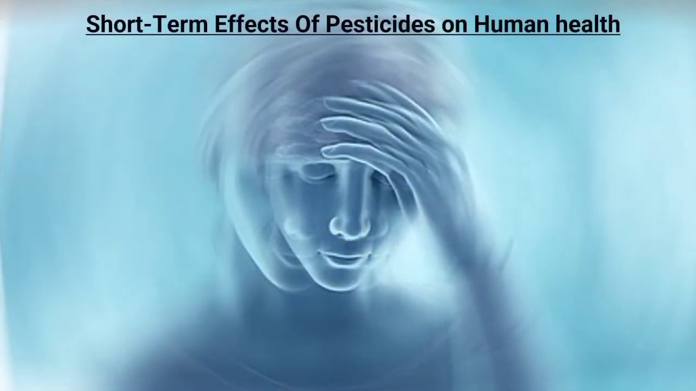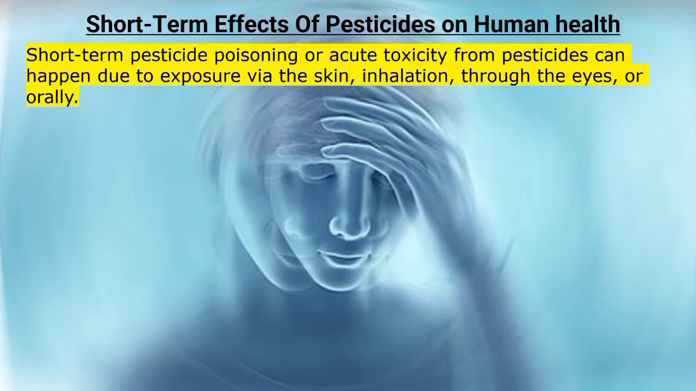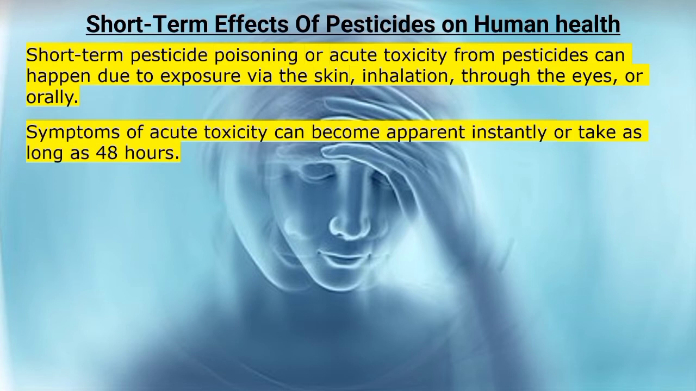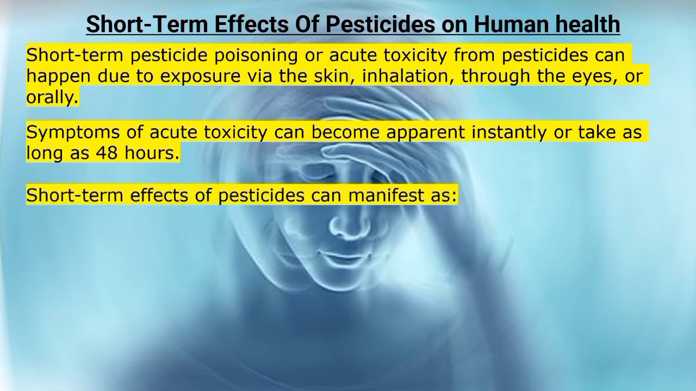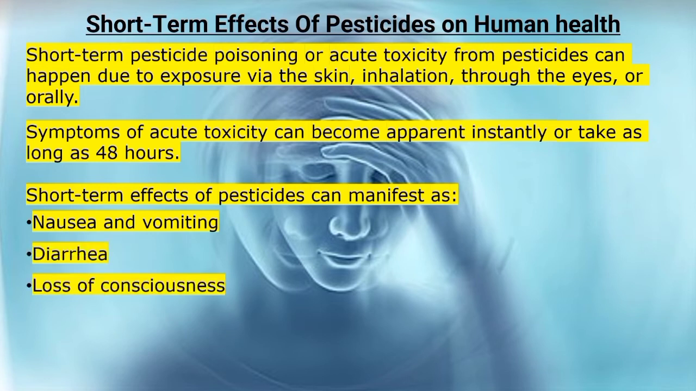Short-term effects of pesticides on human health. Short-term pesticide poisoning or acute toxicity from pesticides can happen due to exposure via the skin, inhalation, through the eyes, or orally. Symptoms of acute toxicity can become apparent instantly or take as long as 48 hours. Short-term effects of pesticides can manifest as nausea and vomiting, diarrhea, loss of consciousness, seizures, coughing and sore throat, extreme weakness.